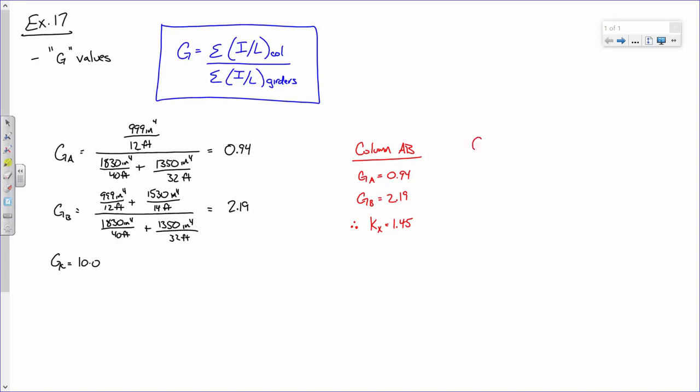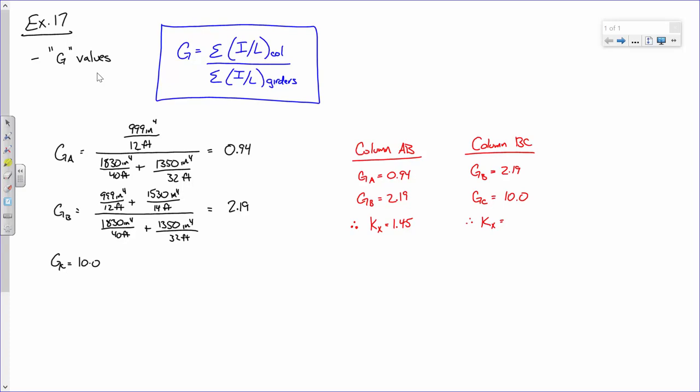Now, let's do the next column. So column BC. Okay, so we have a G value, we'll call it GB, of 2.19, and then the other value on the other end is 10. So what does this K value come out to be? See, this has zero rotational stiffness, so it's going to allow more rotation. So as a result, your K value should go up quite a bit.